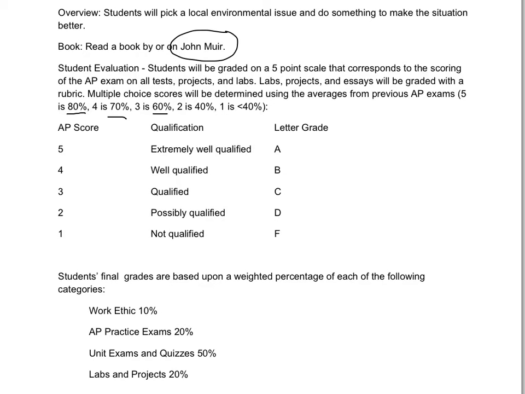So that's going to be corresponding to letter grades. That is, if you were to write it parallel, an A would be 80% or above, which may seem low, but it is a difficult course. So that's what I'm taking into consideration. 70% or above would be a B, and 60% or above would be a C.